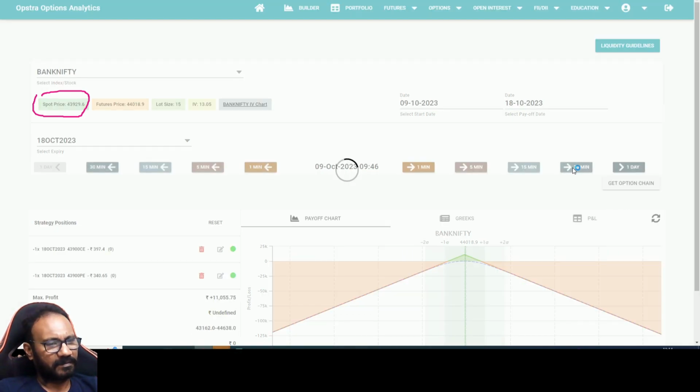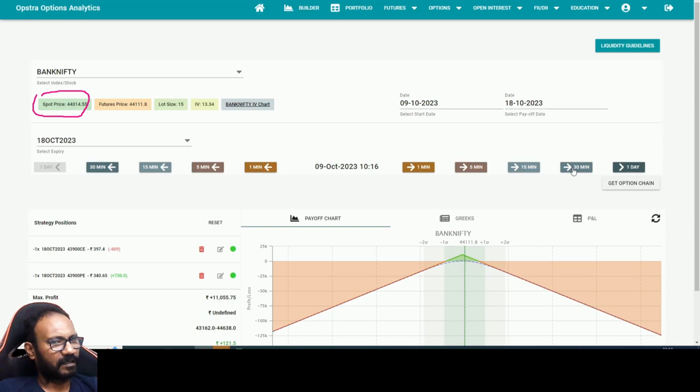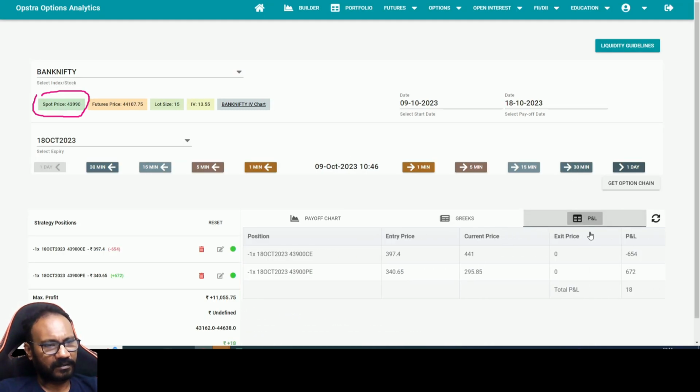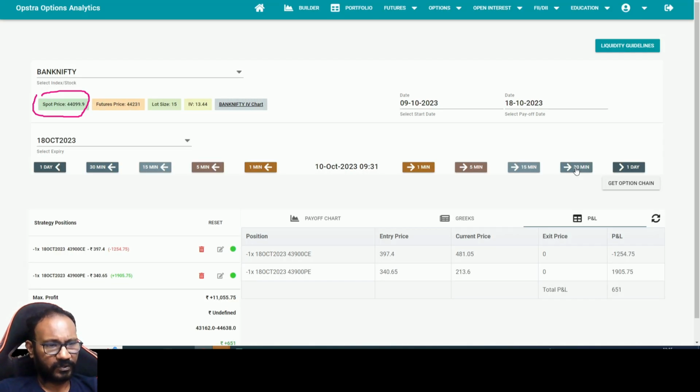Now let's say the market moves 30 minutes after we took the position. Market is trading around the same levels. We are in a profit of 18 rupees, not much. We see that the premiums are getting eroded as time progresses. We don't have to do any adjustments. Let's keep going. Nothing to be done. It's all so perfect.